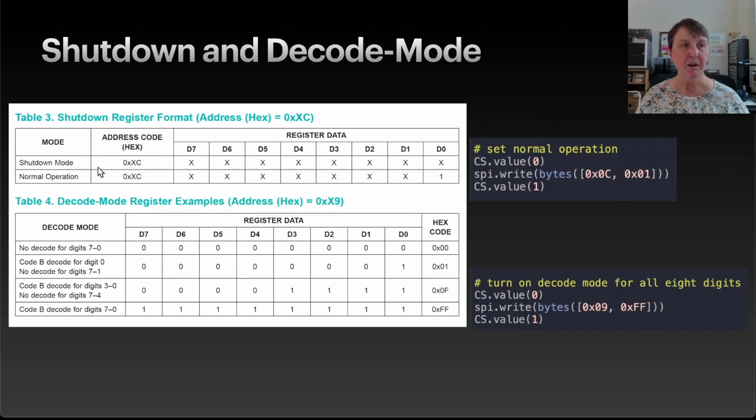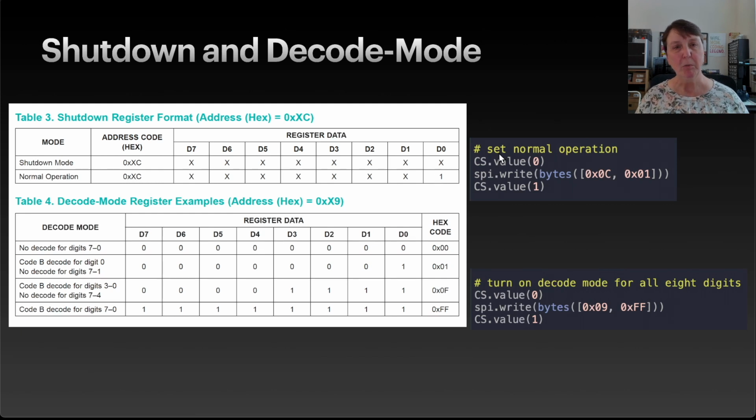In the shutdown, you can see in table 3 here, and I'm just working through the datasheet table by table. Shutdown mode, you can see here, is this address, and it tells you the data that you need. And again, here are all these X's. If you didn't understand that, you should just send in zeros for this. Then you're sitting there going, what are these X's? I don't understand. Anyway, if you want it to be shut down, then you send all zeros, and if you want it to be normal operation, in the last place, D0, you send a 1.